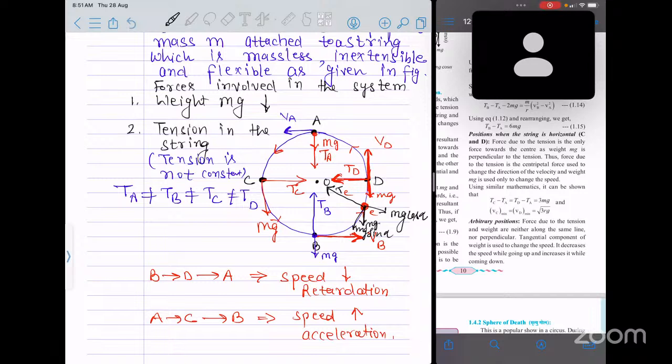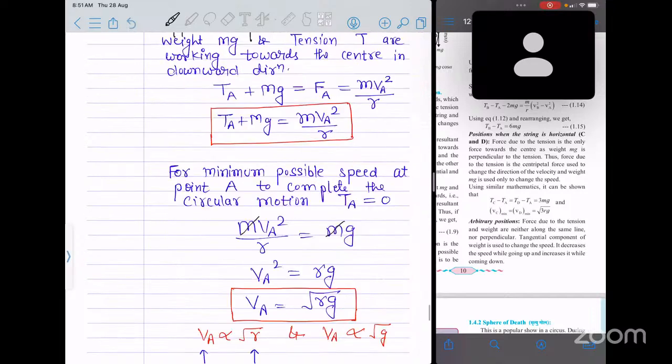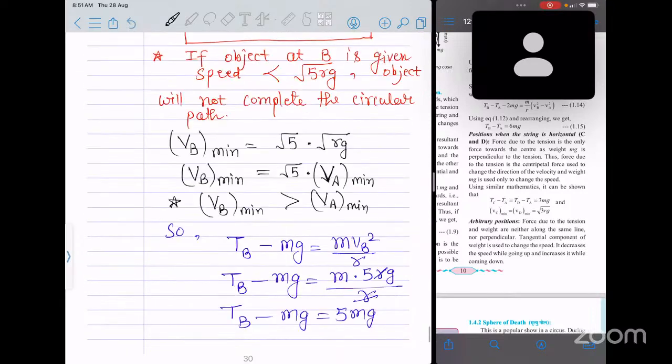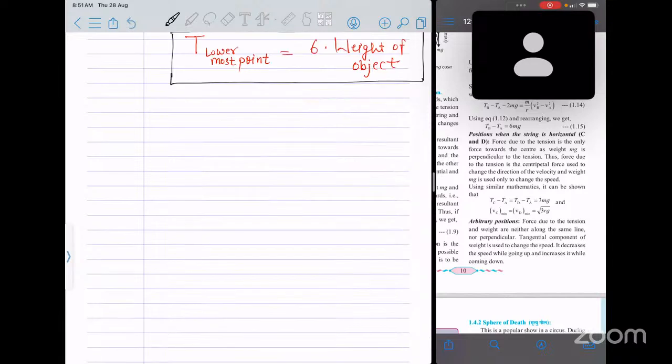And tension at point C will be the only force responsible for centripetal force because mg is working downward. So mg is not responsible in this case for the centripetal force. So let us discuss point C and point D.